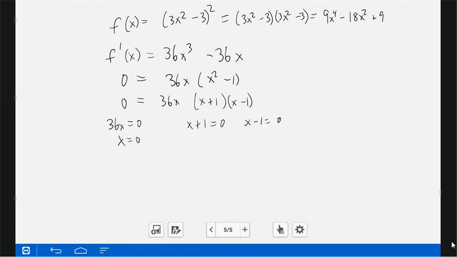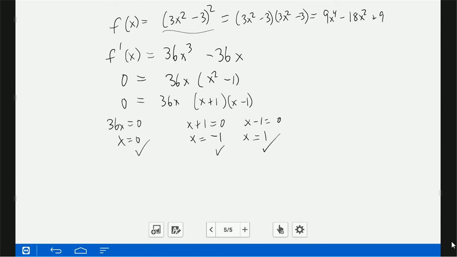Alright, so let's set these all equal to 0. So x is 0, x is negative 1, x is positive 1. Alright, and those are all critical. They can all be plugged in up here and a value calculated. So you're going to have to do 3 of them this time, which is not really a big deal, but that's what we have to do.